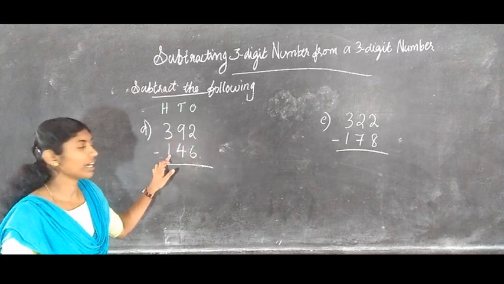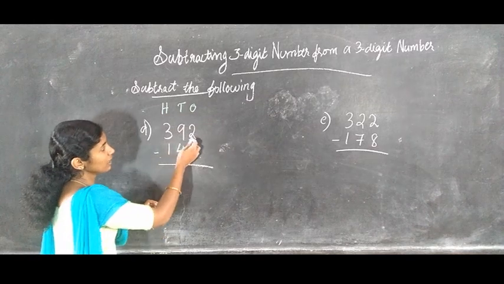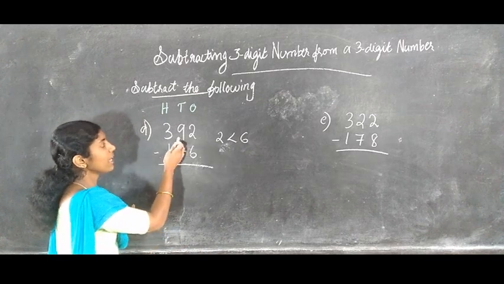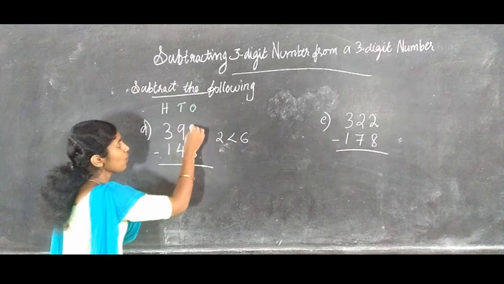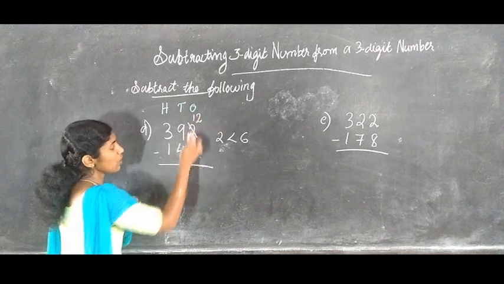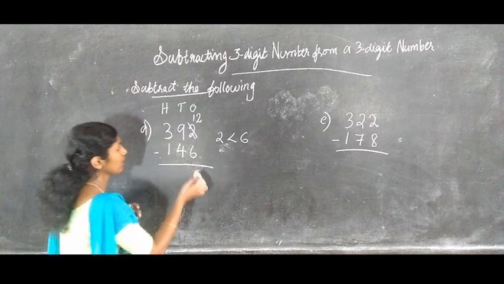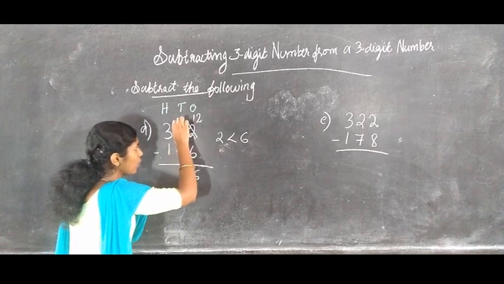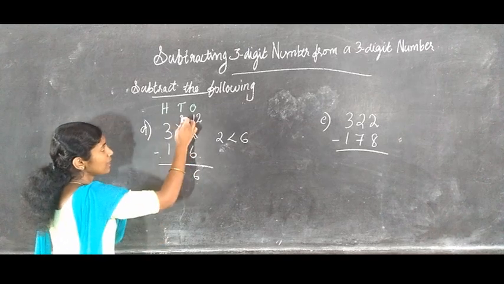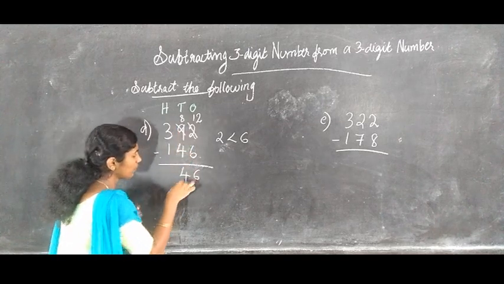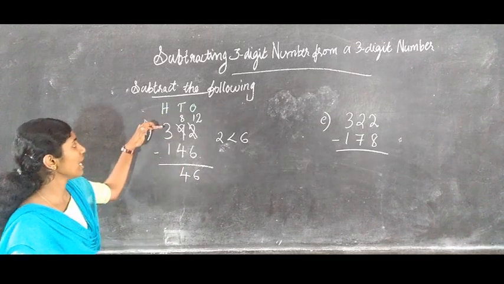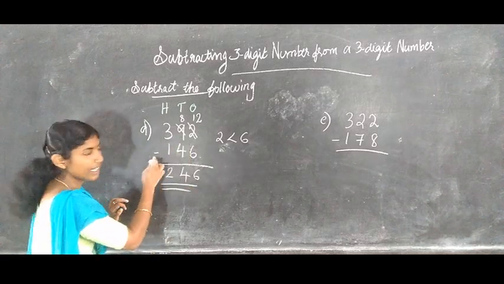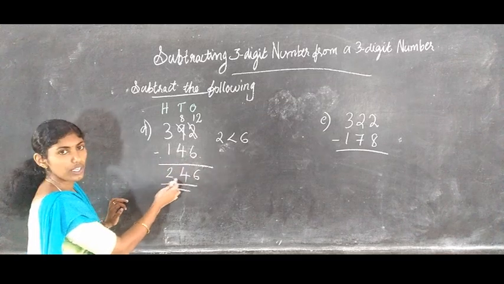D. 392 minus 146. First subtract the ones. Here 2. We know that 2 is less than 6. So what we have to do? Yes, we have to borrow 10 from the tens column and we have to regroup this ones column as 12 ones. Then 12 minus 6, we have 6. Then we have to subtract this tens. Since we borrowed 1 tens, so here we have only 8 tens. That means 8 minus 4, yes, we have 4. Then we have to subtract this hundreds. That means 3 minus 1, 2. Therefore 392 minus 146 equal to 246.